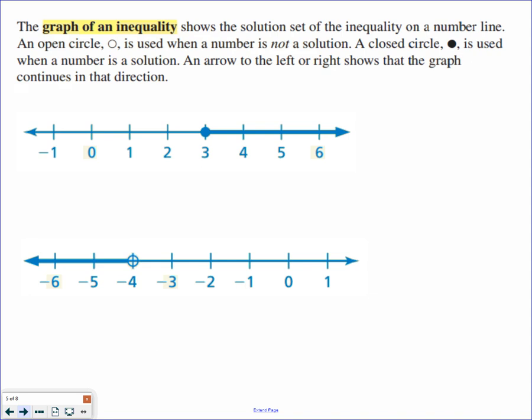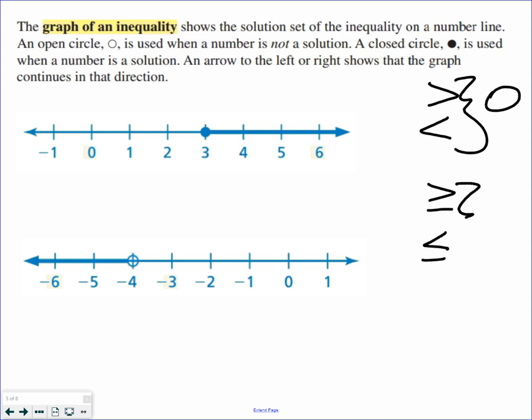Now graphing. Graphing an inequality shows the solution set on a number line. The open circle is used when it is not a solution. The closed circle is used when it is. So now let's talk about this. If I have a greater than or a less than symbol, I'm going to use an open circle. If I have a greater than or equal to, or a less than or equal to, the equal to symbol means I'm going to use a closed circle.